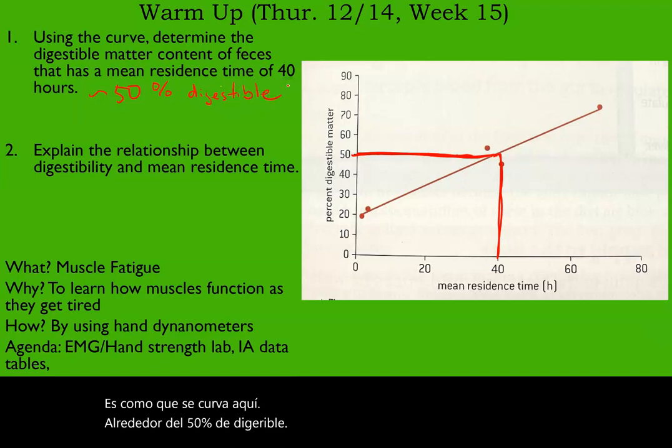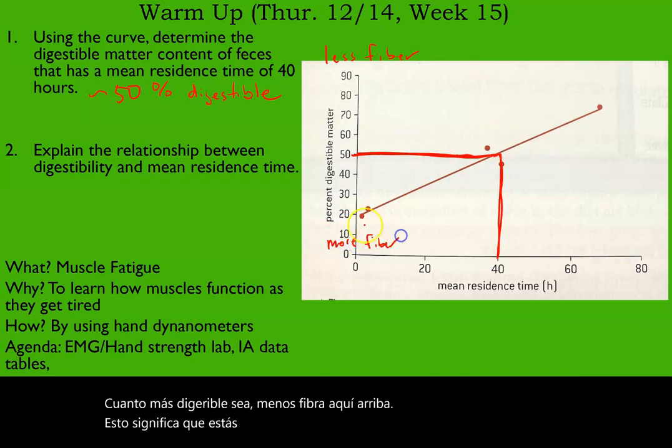Now, what part of your diet is not digestible? What are we talking about here? Like the food that you eat. What do we call that stuff in your diet that does not get digested? Fiber. Yeah, so the more digestible, there's less fiber up here. Down here means you're eating more fiber. Low digestibility means you're eating a lot of fiber.